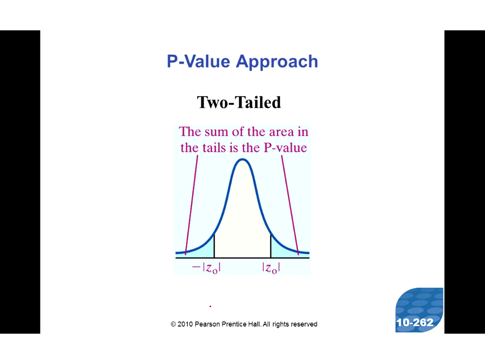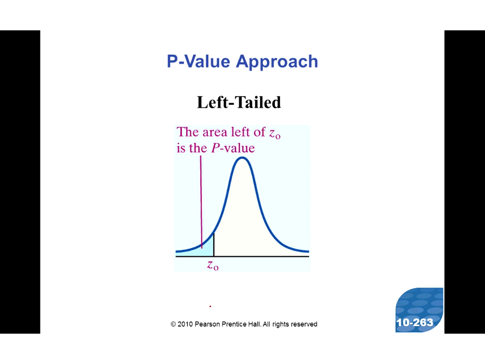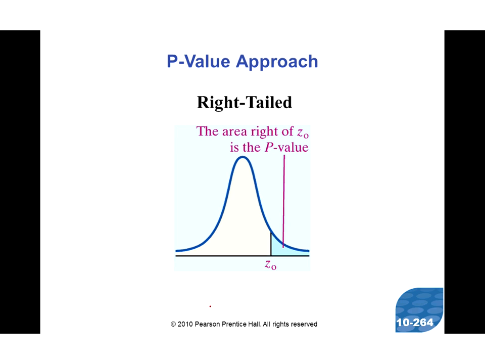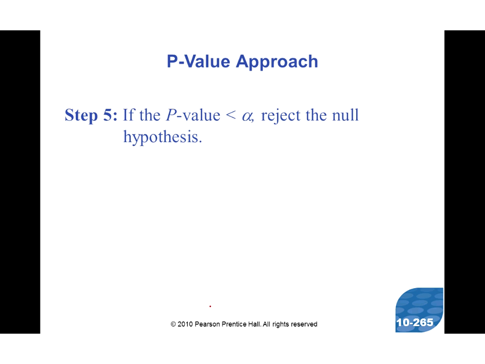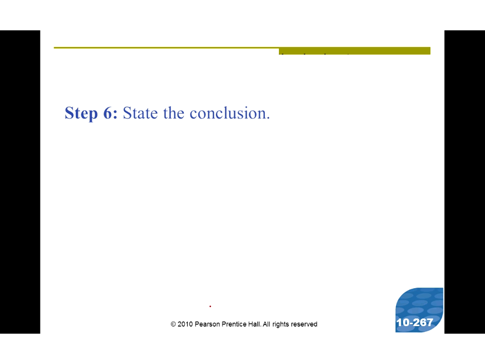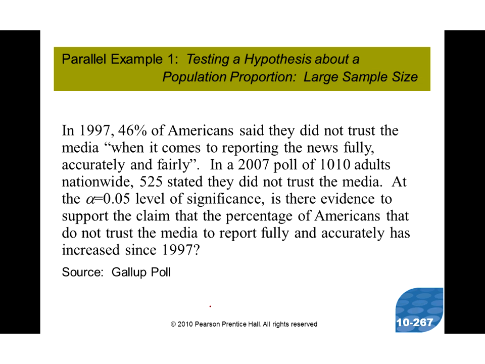Okay. Now, there's a p-value approach, and we're not going to use tables to estimate p-values. We're going to use technology. In a two-tailed test, the sum of the area in the tails is the p-value. In the left tail, the area in the tail is the p-value. To the left is z0. And in the right tail approach, the area to the right is the p-value. If the p-value is less than alpha, you would reject the null hypothesis. Then you state your conclusions.